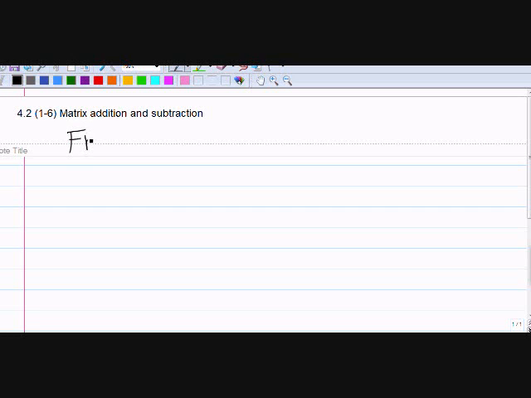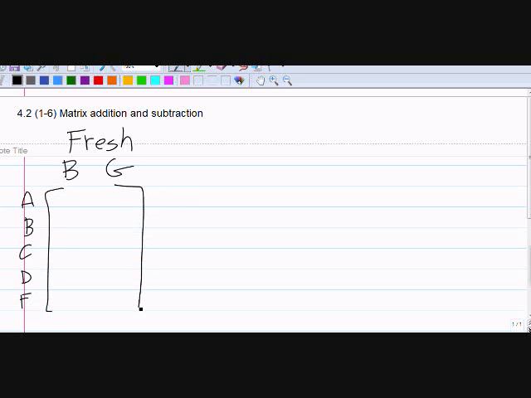Let's say we have the freshmen, boys and girls, and we're looking at some grades, A, B, C, D, and F. Somebody from first period said, why did you leave out E? 9, 7, 6, 3, 2. Oops, 2, 2, 1, 0. There we go. So there are the freshmen, boys and girls, and some grades.